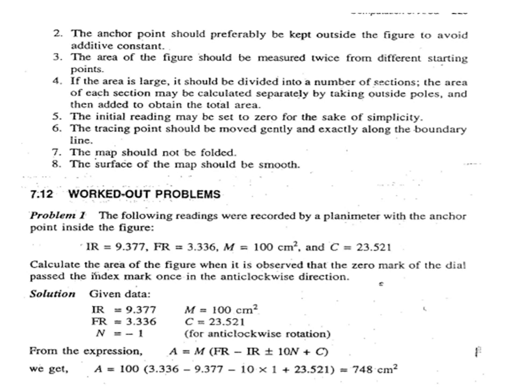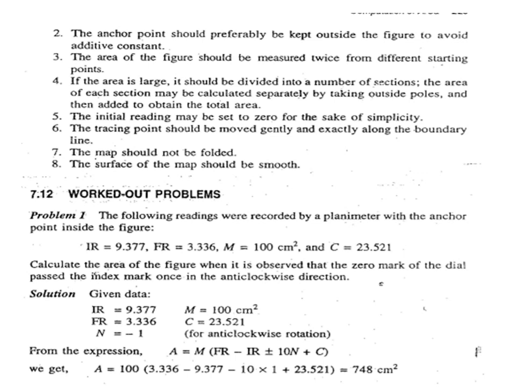If the area is large, it should be divided into a number of sections. The area of each section may be calculated separately by taking outside poles and then added to obtain the total area. The initial reading may be set to 0 for the sake of simplicity. The tracing point should be moved gently and exactly along the boundary line. The map should not be folded. The surface of the map should be smooth. So these are the care we are supposed to take while using the planimeter.